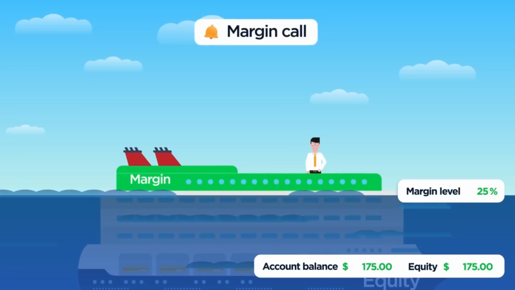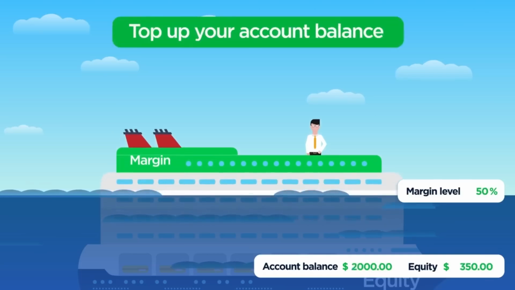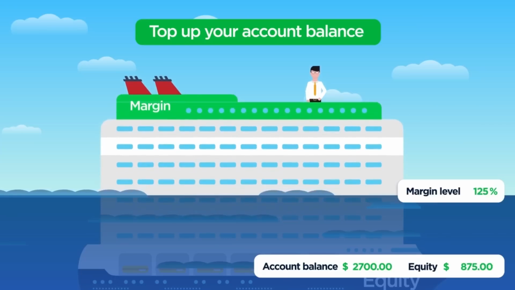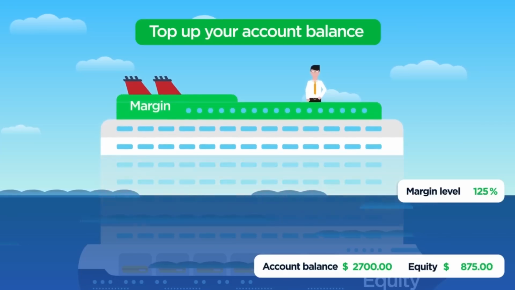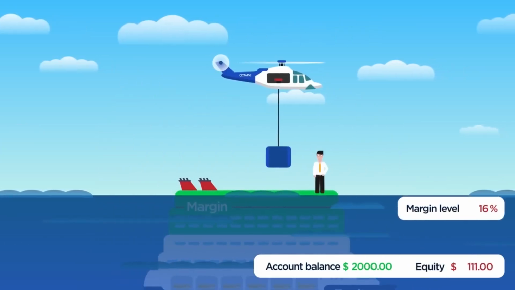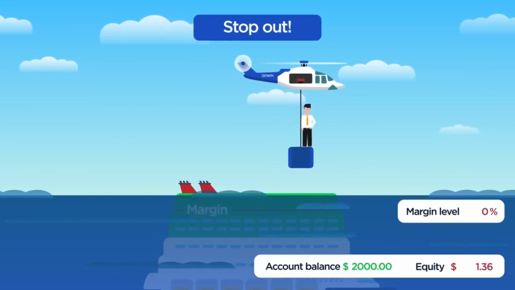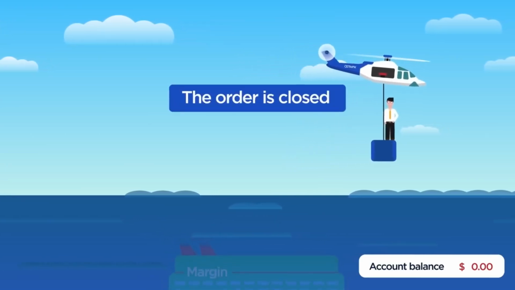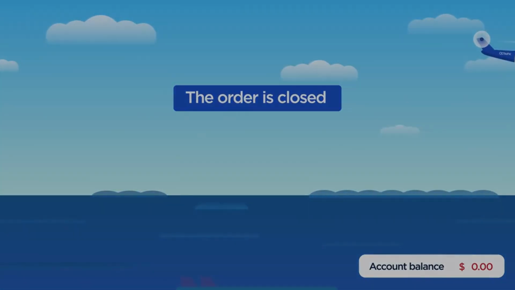A margin call is a notice from your broker triggered when your losses are about to become bigger than your margin. When you get a margin call, you should either close your trade with a loss or add extra funds to your account to enlarge your margin. Stop out is an automatic close of your trade when your losses become equal to your margin. It protects your account from going negative.